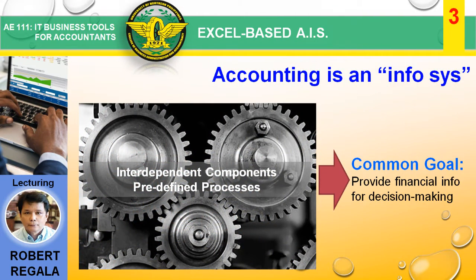As was discussed in your basic accounting subject, one characteristic of accounting is that it is an information system. By system, we mean that there are several components working interdependently, following a predefined process that includes specific tasks progressing toward the attainment of the common goal of the components, none other than to provide the financial information needed by management to make important economic decisions.